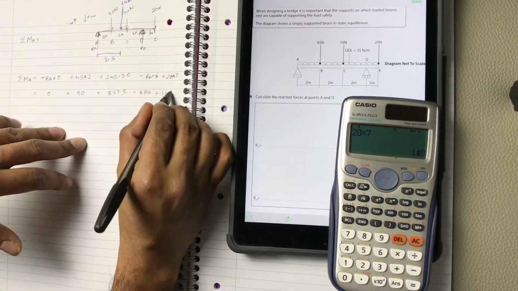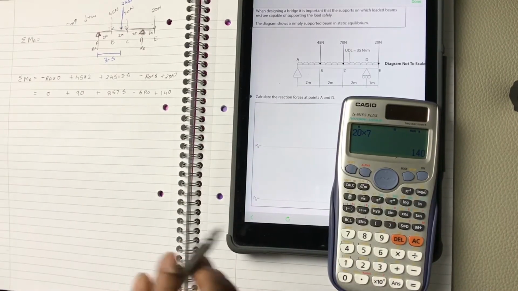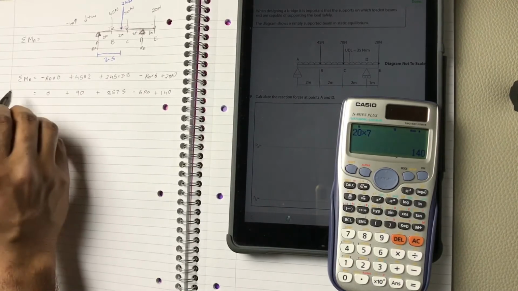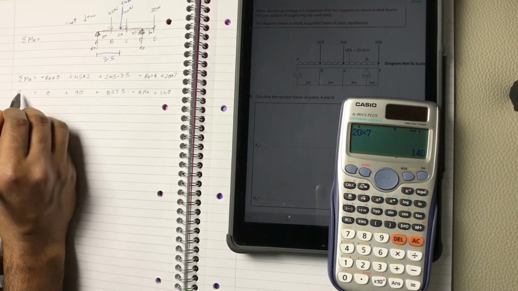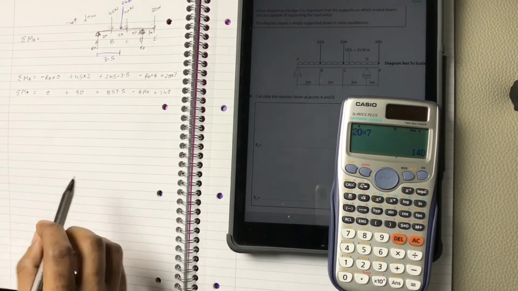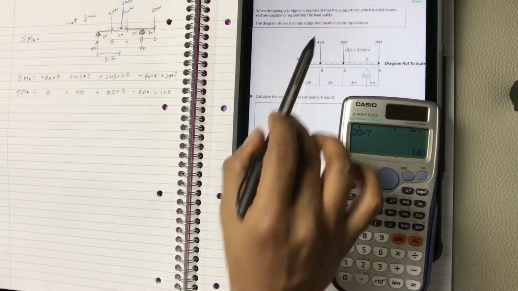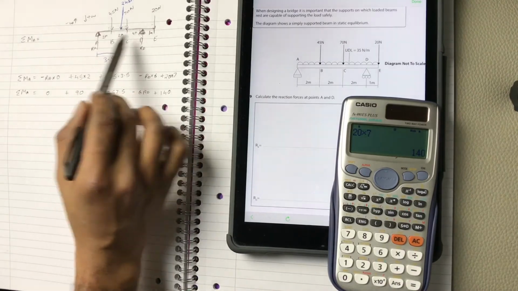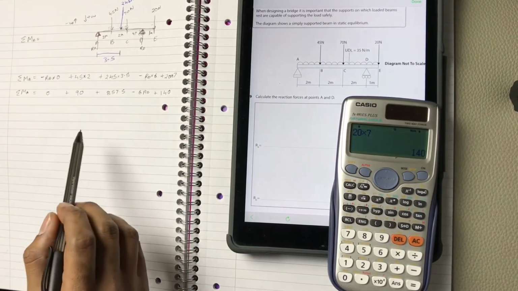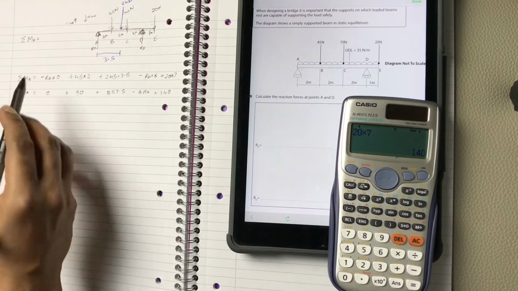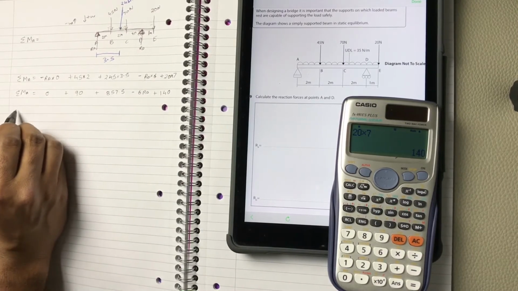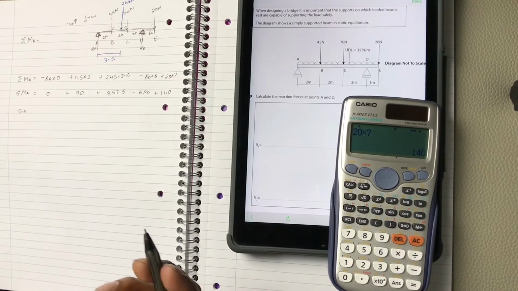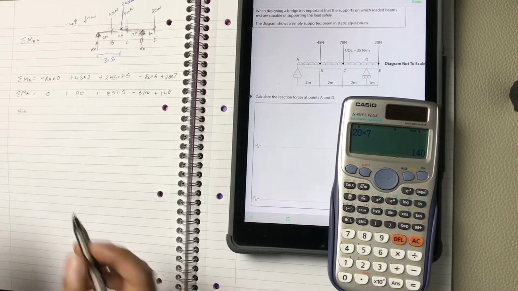140, always use the calculator, you will never go wrong. And that's my expression for the moment at A. Now what we have to consider is that this beam is in static equilibrium. What this means is it's stable, it will not move anywhere, and hence the moment is 0. I'm going to write it down. I want you to write this down with me because these are your notes, so it will help you understand things better.